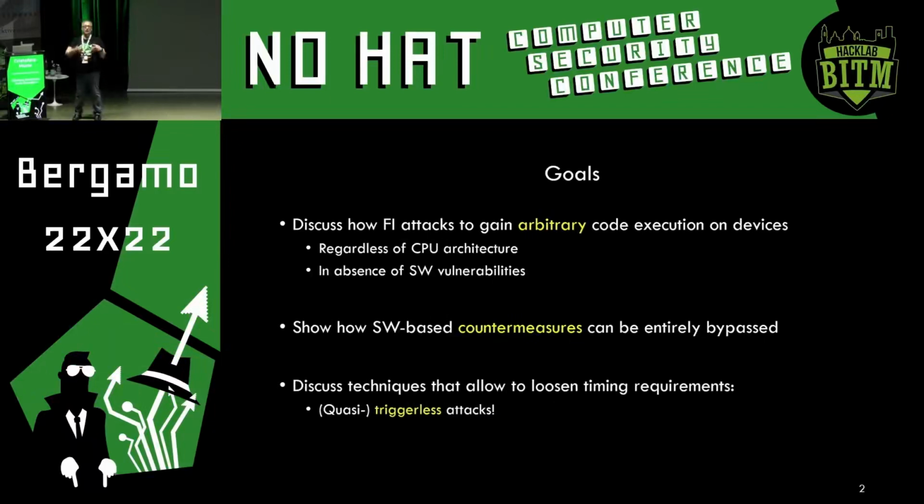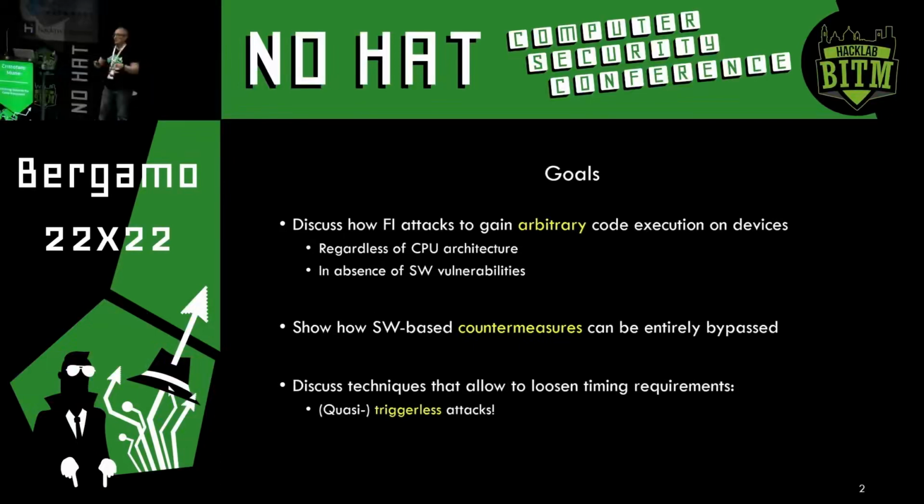One of the usual requirements you hear is that fault injection attacks need to be very precise. You need to target that instruction. You need to have very good timing and good synchronization with the target. We're going to discuss how this can be loosened to the point that your trigger may not be very precise, sometimes not even exist. That's why, just a bit provocatively, I'm talking about quasi-triggerless attacks.